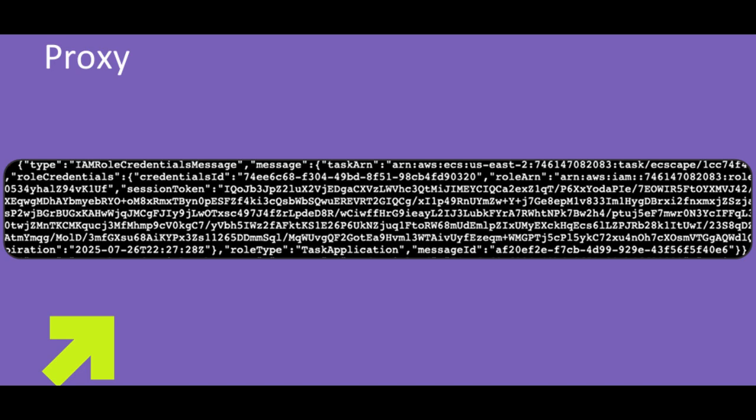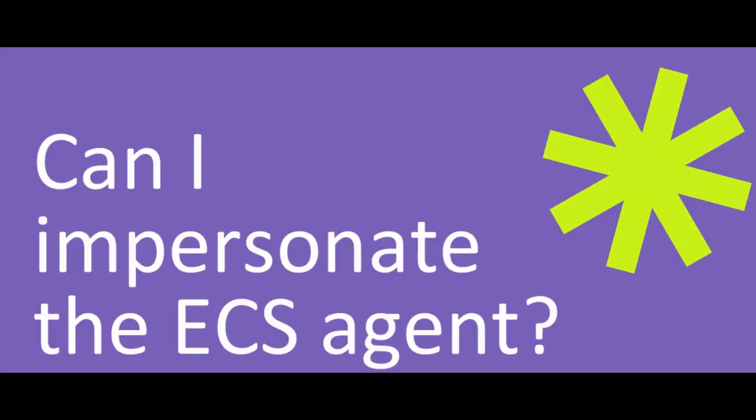Here's a close look at that credentials message. It has everything: the role ARN, the access key ID and the secret access key, the session token, and an expiration time. This was the complete identity of another task being sent over the network. This sparked the critical question. If the agent can get everyone's credentials, can I, a simple task, pretend to be the agent and get them too?